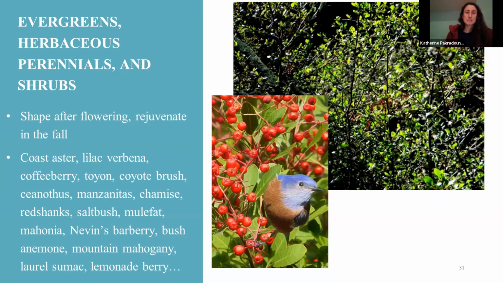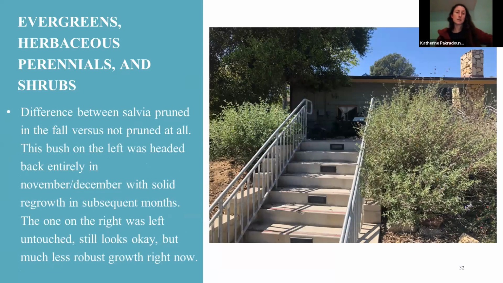The one difference will be with manzanitas and ceanothus. There's a little bit of a different timing window for that, and I'll share a little bit more in a minute. So here's an example of a salvia on the left. This is a type of Cleveland sage that was pruned in the fall versus not pruned at all. This one actually was headed back entirely, so it was almost coppiced, I would say, in November, December, and it solidly regrew and rejuvenated. And this one was untouched, but it's still fine. It's just really big and a little bit more scraggly. So you have two extremes.